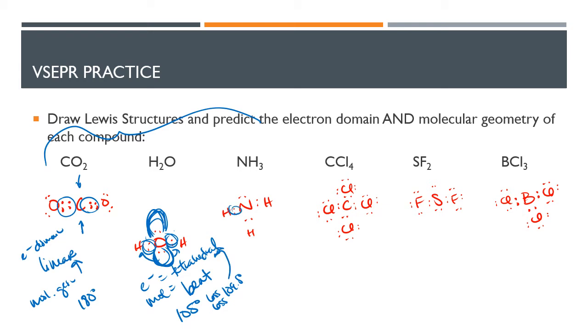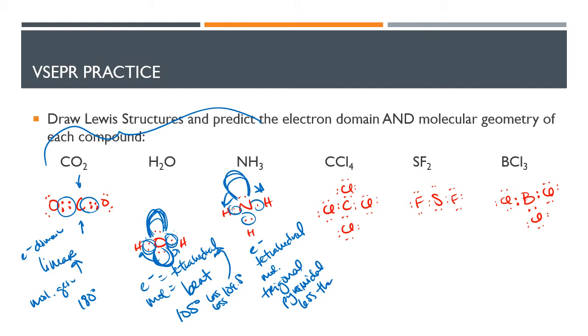NH3, I've got 1, 2, 3 bonding groups and this 1 non-bonding pair. That's 1, 2, 3, 4 things all together, so our electron domain geometry will once again be tetrahedral. But I only have 3 atoms, not 4 atoms, and so our molecular geometry is going to be trigonal pyramidal. Pyramidal and not planar because these guys are pushing those guys down a little bit, and so we're going to have bond angles of less than 109.5.